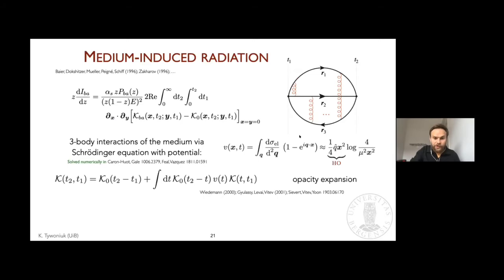Again, I will not go into the details here, just to tell you that the foundations of computing this spectrum are well known and have been established since the 90s. It's by Baier, Dokshitzer, Mueller, Peigne, and Schiff, and Zakharov independently. And they correspond to a realization that on the light cone, for any parton that moves on the light cone, this transverse momentum broadening induced by the medium leads to a 2D quantum mechanical problem. So the light cone time direction is basically simply the time, and the dynamics in the transverse plane is given by a potential and kinetic term.